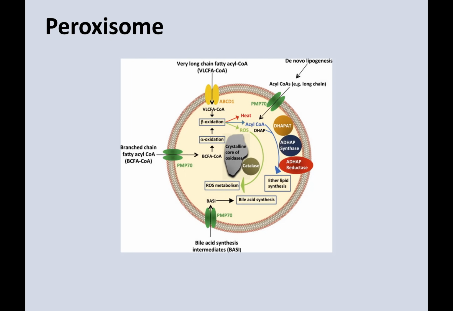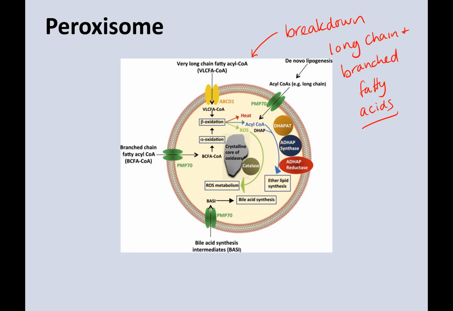So for instance, peroxisomes break down long-chain fatty acids and branched fatty acids. So apparently that's something that lysosomes cannot break down. They do it through this thing called beta oxidation.